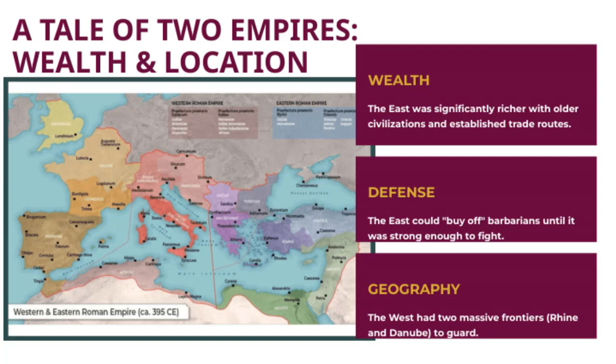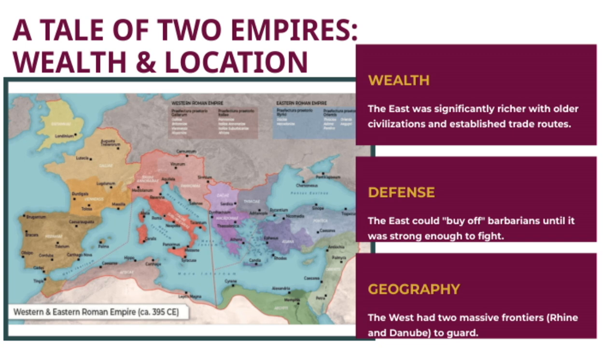So, when we look at the tale of two empires, one of the key differences lies in their wealth and location. The Western Empire, for example, had two major frontiers that they needed to guard, the Rhine and the Danube. These natural borders were crucial, but they also posed significant defensive challenges.